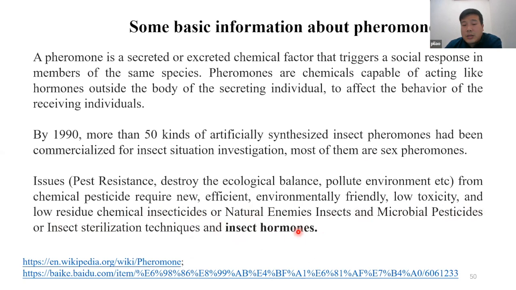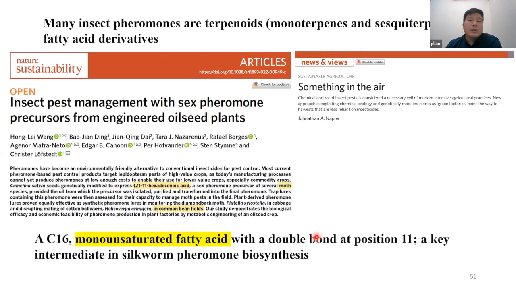Okay, insect hormones. Recently I noticed that there are some good papers published. For example, in this paper, this compound, these pheromones, is a monounsaturated fatty acid with a double bond at position 11, which is a key intermediate in silkworm pheromone biosynthesis. So they used metabolic engineering to overexpress several genes, and then they can produce this compound at a high level in an oil seed crop.